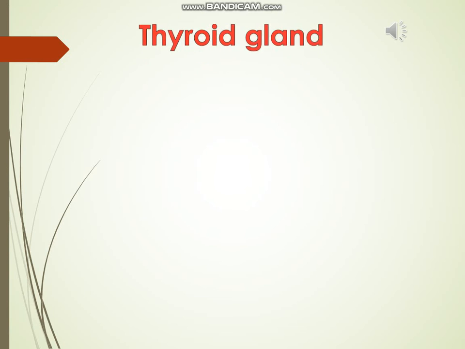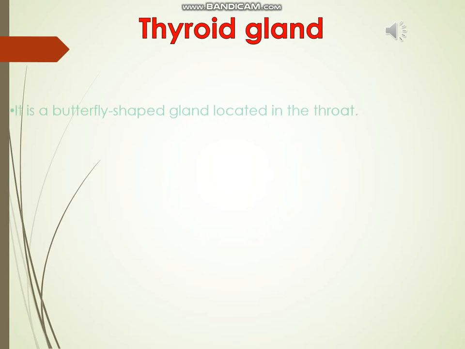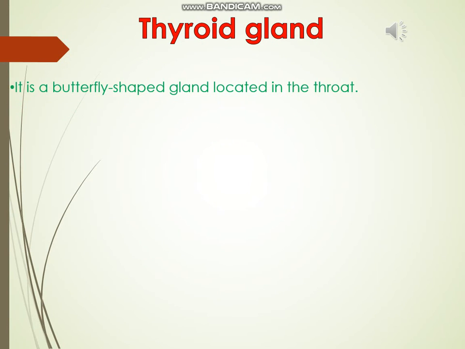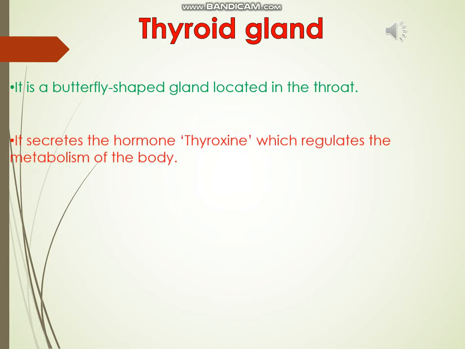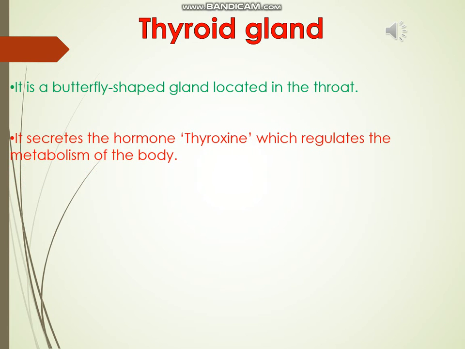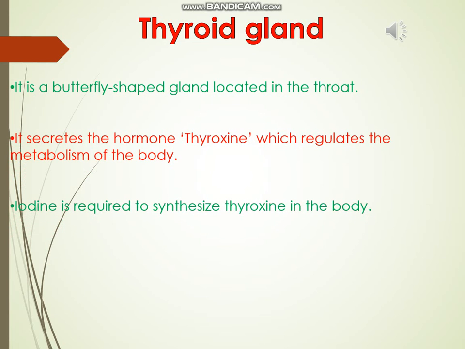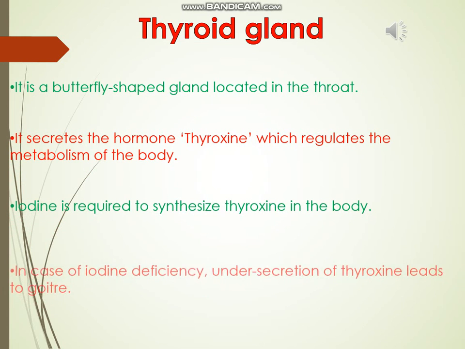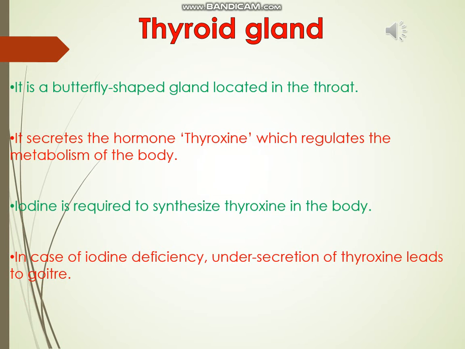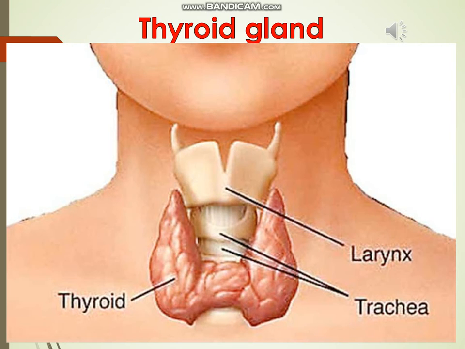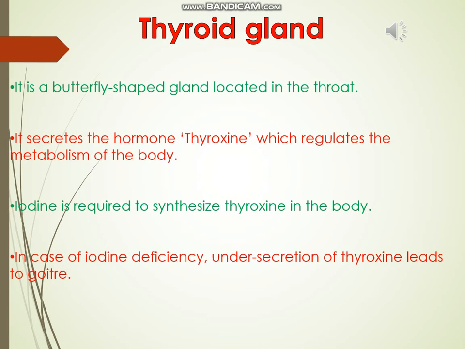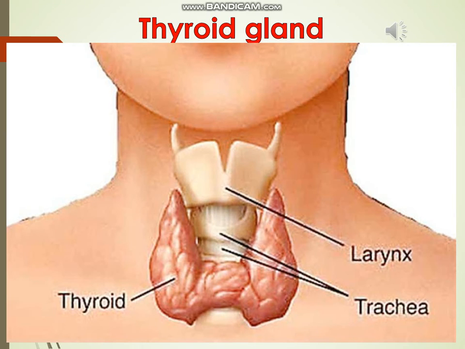Thyroid gland. It is a butterfly-shaped gland located in the throat. It secretes the hormone thyroxine, which regulates the metabolism of the body. Iodine is required to synthesize thyroxine in the body. In case of iodine deficiency, undersecretion of thyroxine leads to goiter.